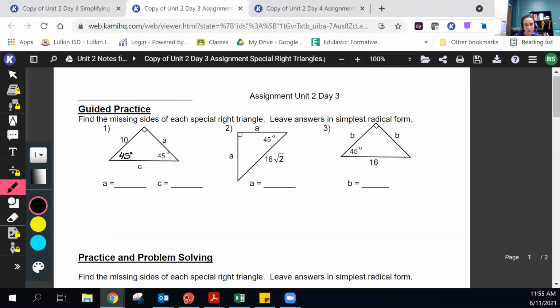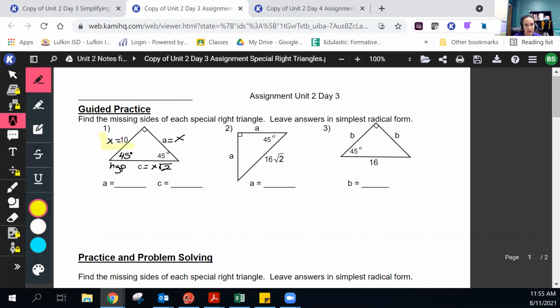First off, across from the right angle is the hypotenuse. And the hypotenuse in a 45, 45, 90 triangle is x times the square root of 2. And that means the other two sides are both x. And because I labeled, I already know what x equals. X equals 10.